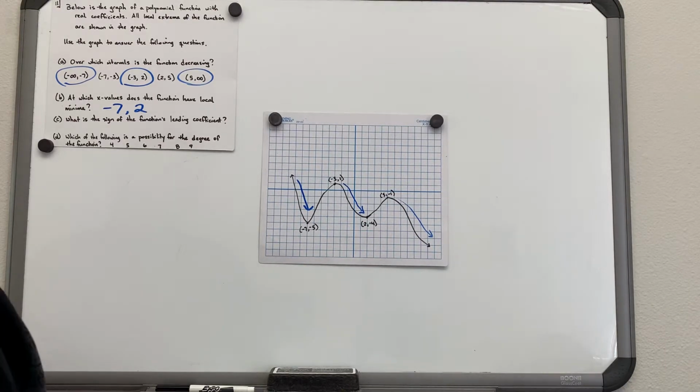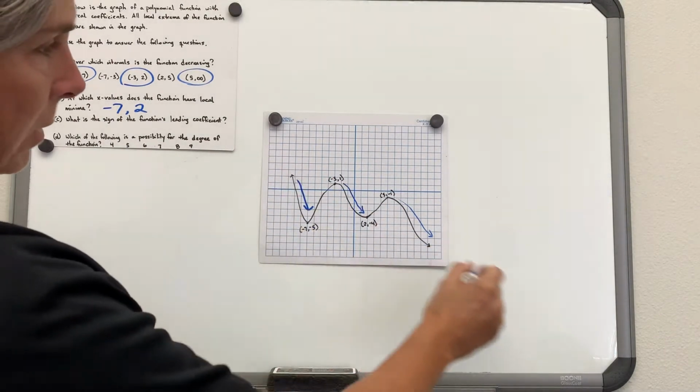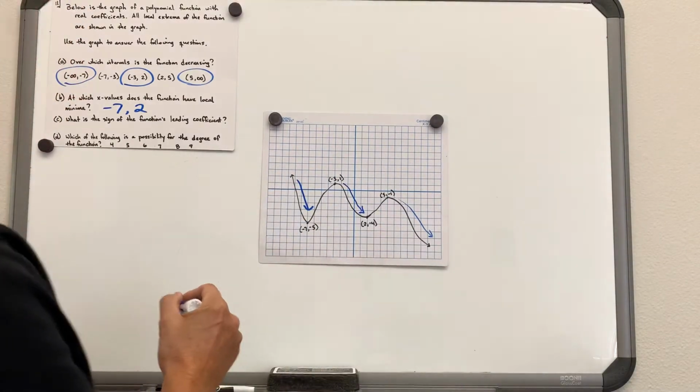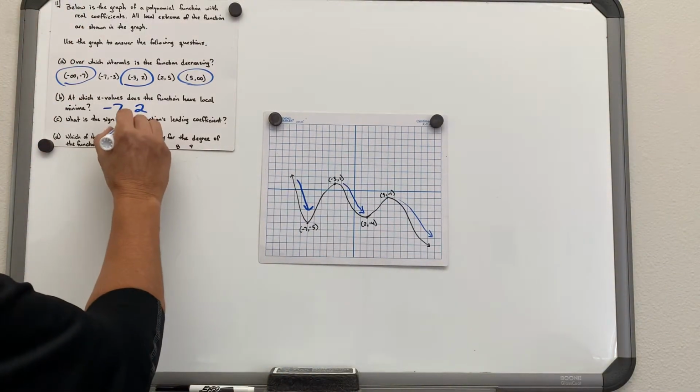Okay, C, what is the sign of the function's leading coefficient? Well, it's generally going down like a negative slope, so the leading coefficient must have been negative.